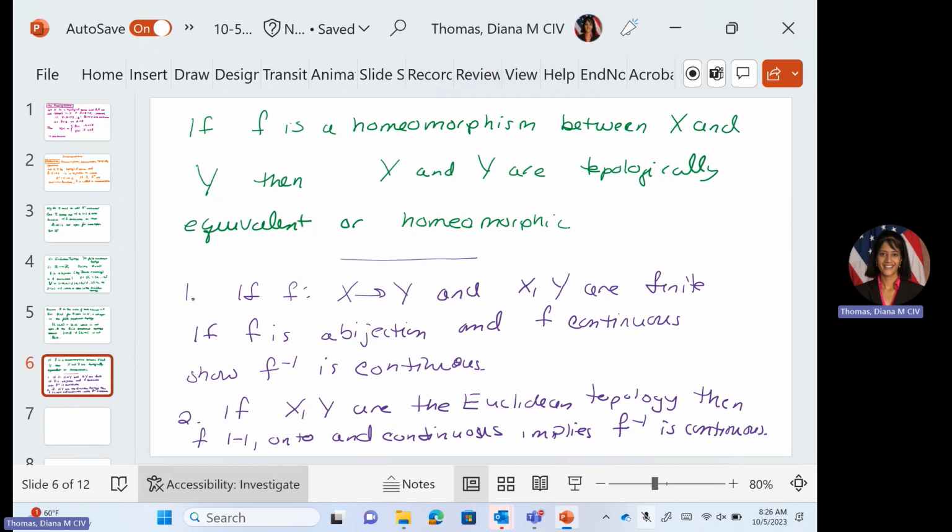So I'll type these up. These can be your homeworks. This now is easy to prove using the basis elements.